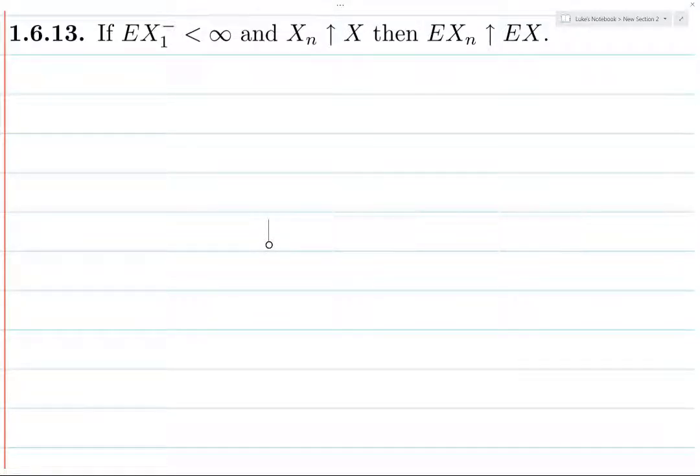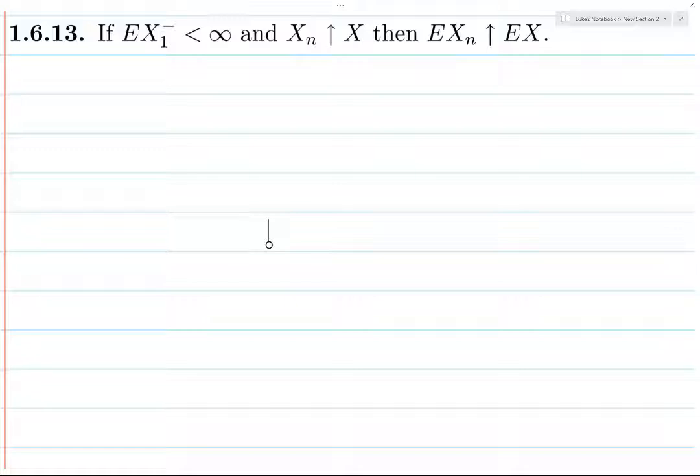Alright, so you might be looking at this exercise and thinking, this looks a little familiar. And it should, because this is exercise 1.5.5. The only difference is that the notation is different. Instead of dealing with integrals of measurable functions, we're dealing with expected values of random variables. But expected values are integrals, and random variables are functions. So it's just the same thing.